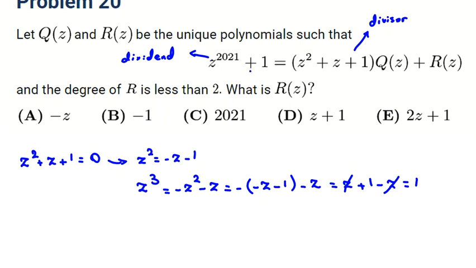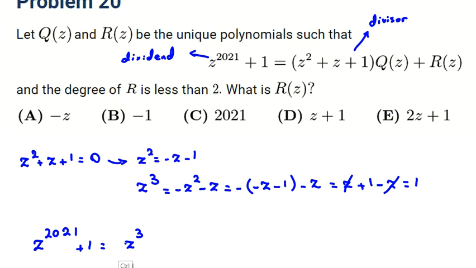Now I should calculate this part to find the remainder: z to the 2021 plus 1. Because we know z cubed is 1, for z to the 2021, if we want to find 2021 divided by 3, I want to see how many z cubed we have and what is the remainder.